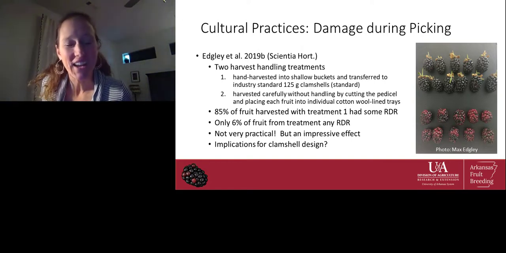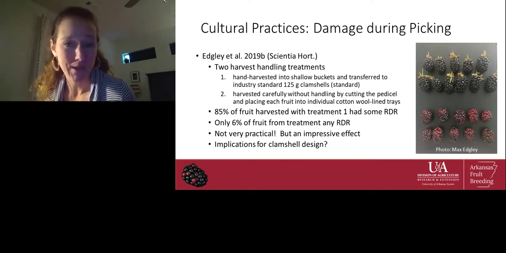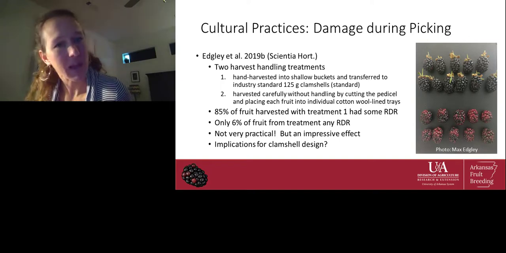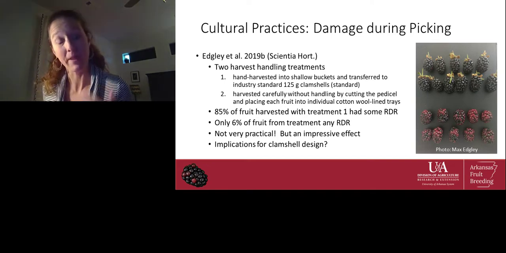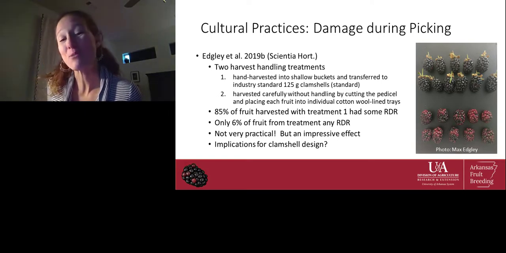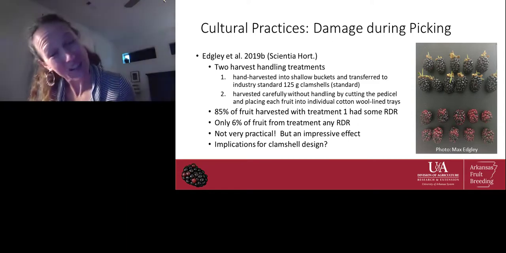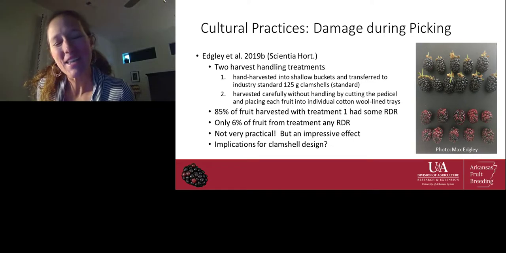And here's a picture of the fruit that was harvested by the pedestal without touching the fruit, and here is a picture below of the fruit that was harvested by standard practice. 85% of the fruit harvested in the standard treatment had at least some reversion, compared to only 6% of the fruit harvested without touching. So I would say that harvest practice number 2 is not very practical, but there was an impressive effect there. So it's something to consider.